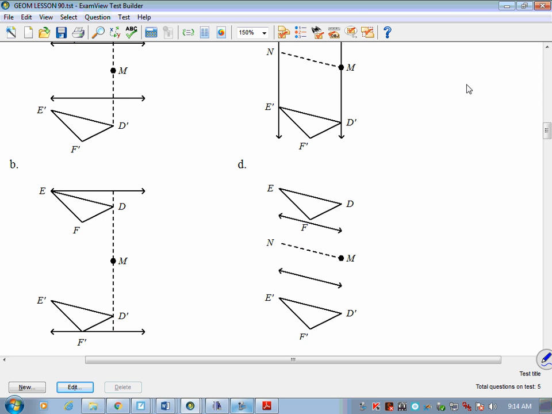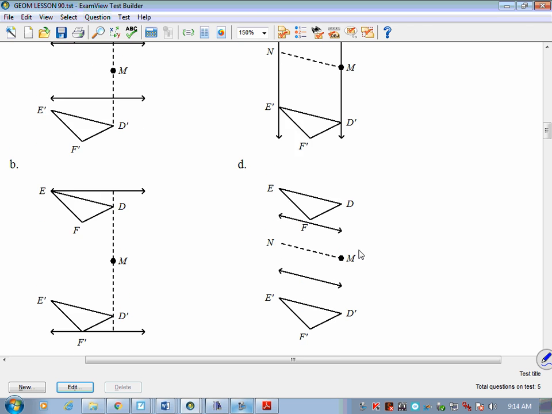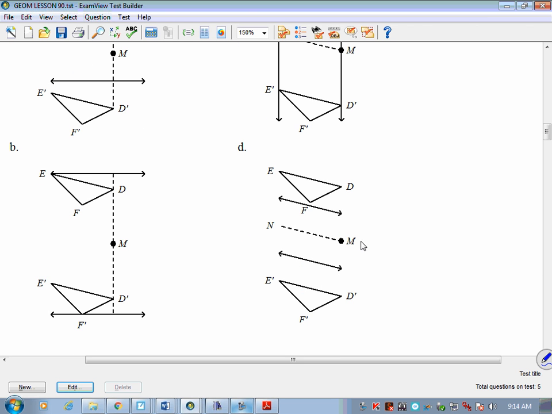I think it has more to do in this case with this dotted line that's right here, showing where we're going, right? We're going from D to M to D. Okay, I think that's the main problem with D, is this line comes across here.